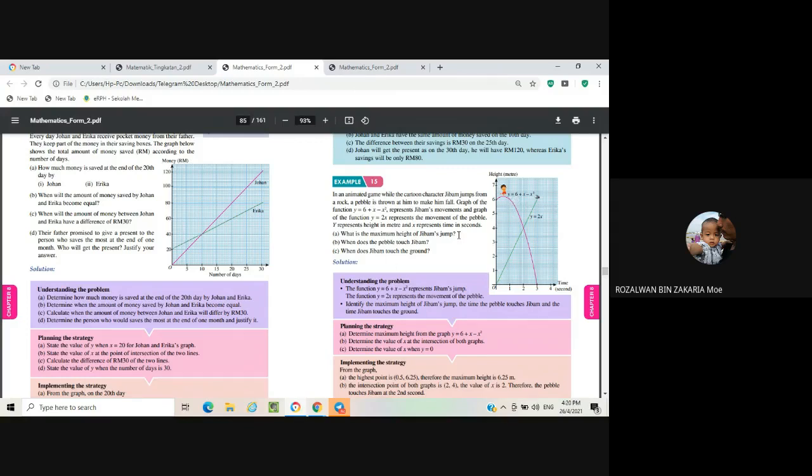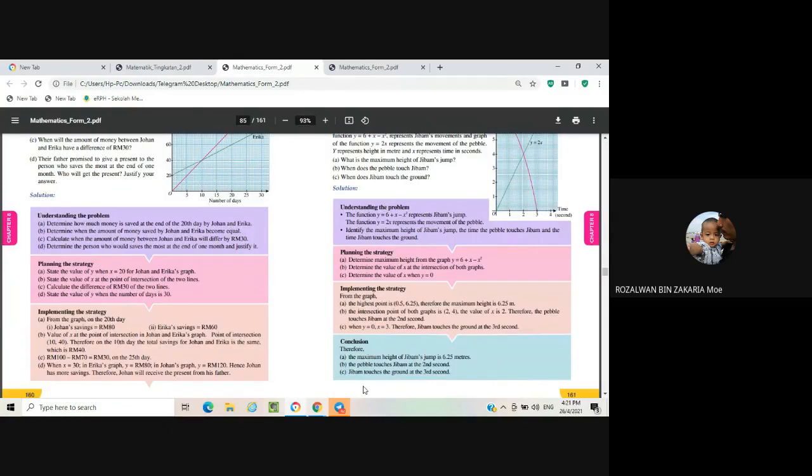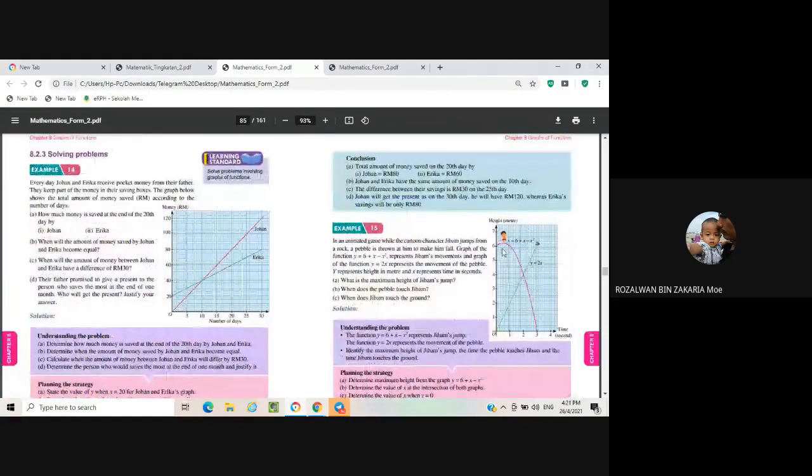So that's how we are going to find the maximum height of Jiban jump. From the top of the graph, draw a horizontal dotted straight line, which is parallel to the x-axis, until it reaches the y-axis. Then you will get the value for height, which is equal to 6.25. It is the maximum height of the Jiban jump.